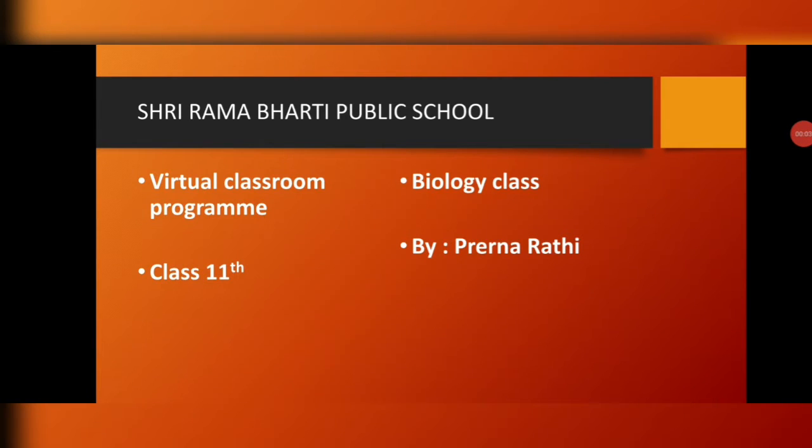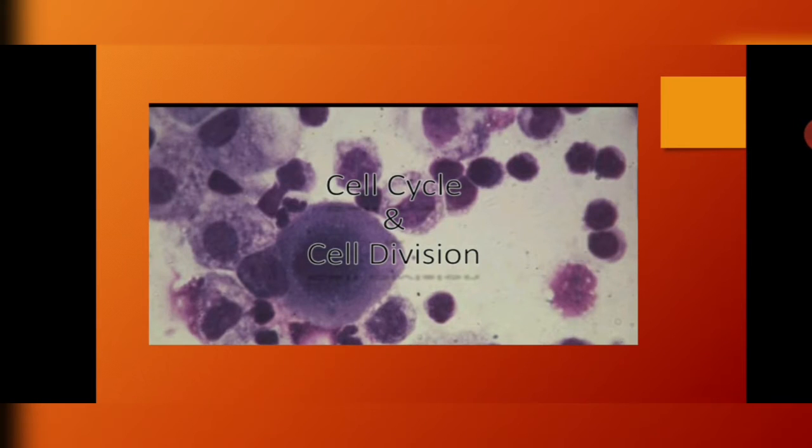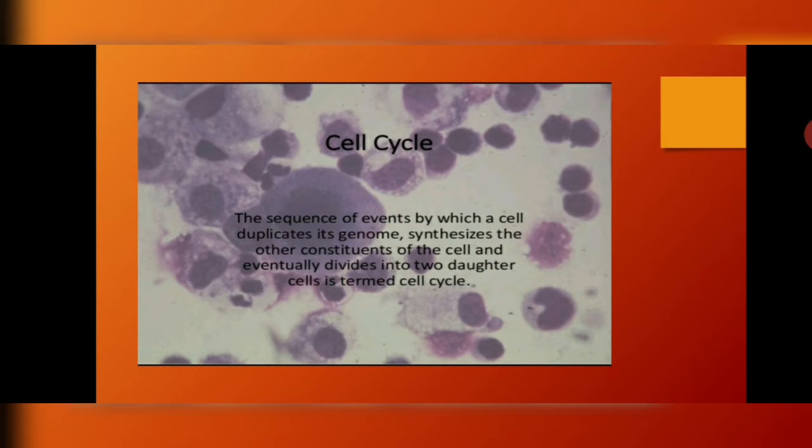So students, let us now start cell cycle and cell division. That is chapter 10 of your book. Here we are going to read about the life cycle of a cell, how it grows, divides, yet again grows, differentiates, everything we are going to learn about.